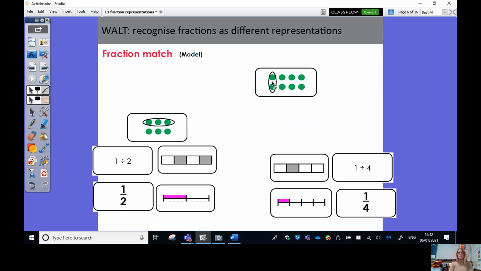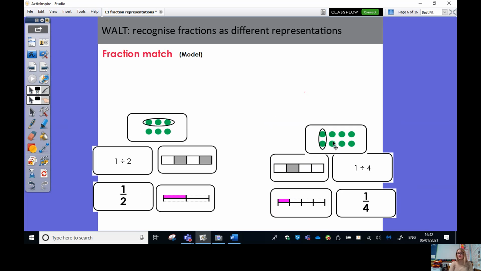And on here I have 1, 2, 3, 4, 5, 6, 7, 8, and 2 are circled. So if I was to continue circling those groups, I would have 1, 2, 3, 4 groups, and one group out of the 4 groups were circled. So 1 out of 4 groups is 1/4.